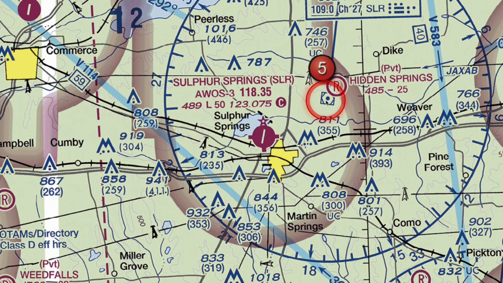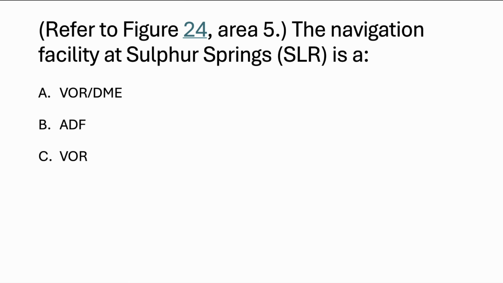That's showing us a hexagon, but it's also surrounded by a square. So we have a VOR, and the square indicates DME, which is distance measuring equipment. DME can tell you your distance from the VOR if you have the correct equipment on board your aircraft. Looking at our answer choices, we have A, VOR DME, which is what we just looked at, or it could be ADF or VOR. So we're going to go with A.